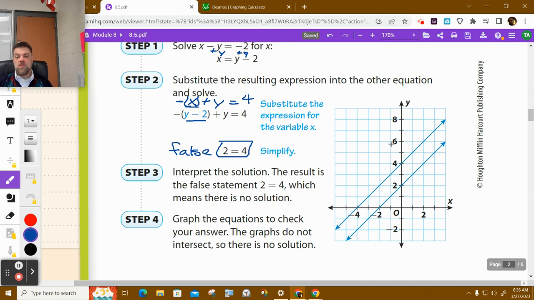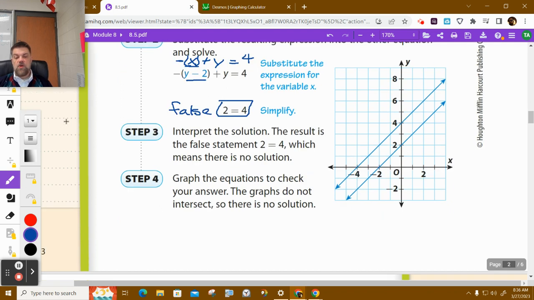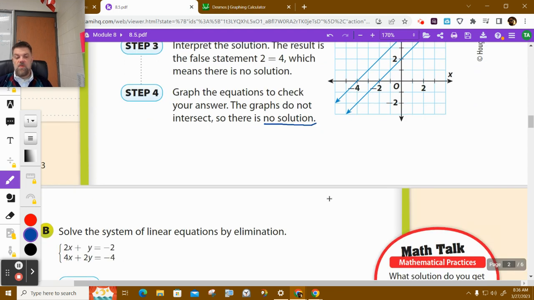Well, the reason there's no solution is when you graph them, what do you notice? They're parallel lines. And since when you graph both equations the graphs do not intersect, there is no solution. Does that make sense? Which is kind of what we said before.